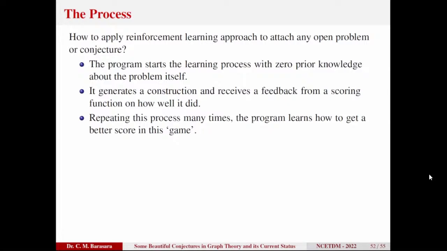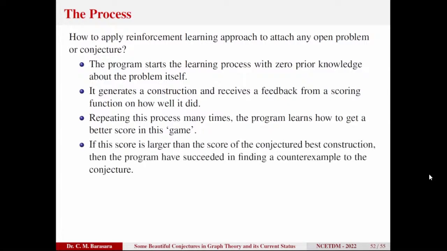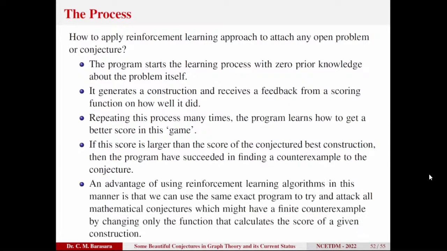The scoring function could be anything. If the score is larger than the score of the conjecture's best constructions, then the program has succeeded in finding a counterexample to the conjecture. That's what the process is. An advantage of using a reinforcement learning algorithm is that we can use the exact same program to attack all mathematical conjectures which might have finite counterexamples, by changing only the function that calculates the score of a given construction.